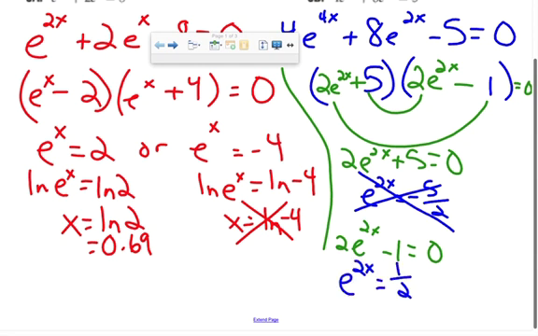E to the 2x would equal 1/2. So when I take the natural log of both sides, I end up with 2x equal to the natural log of 1/2. So that means x is the natural log of 1/2 divided by 2. Plugging that into your calculator, we have negative 0.35.